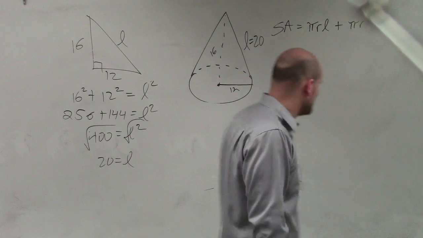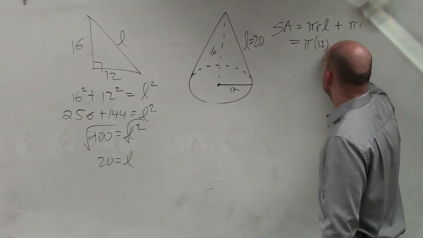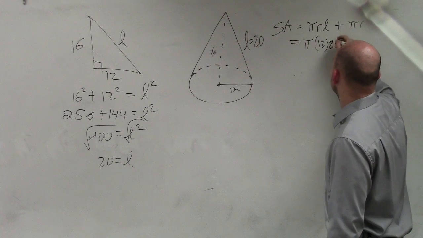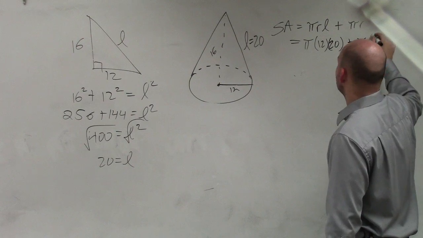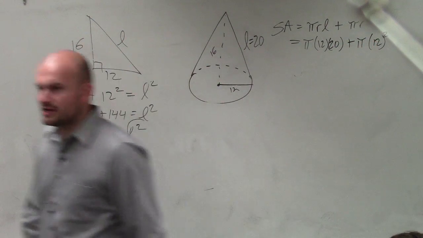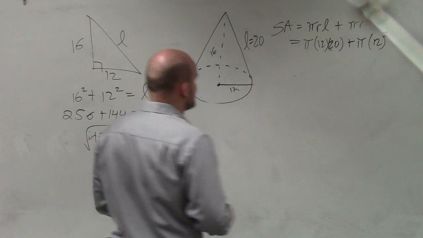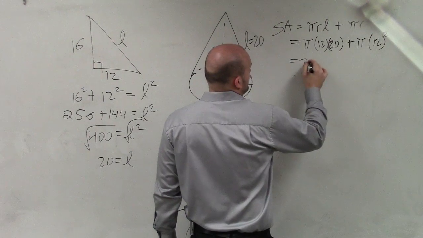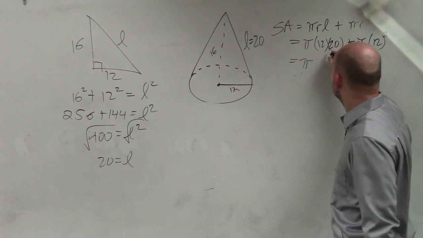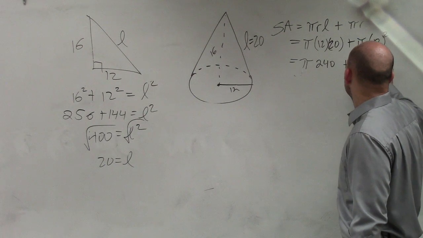So now that I've figured out what L is, all I simply need to do is plug in the values and find it. So I can say pi, my radius is 12, my length is 20, plus pi times 12 squared. Does everybody see what I did? I just found those values. The only thing different that we had to do in this case was use the Pythagorean theorem. But once we figured out all of that, this is going to be pi times 240 plus pi times 144.